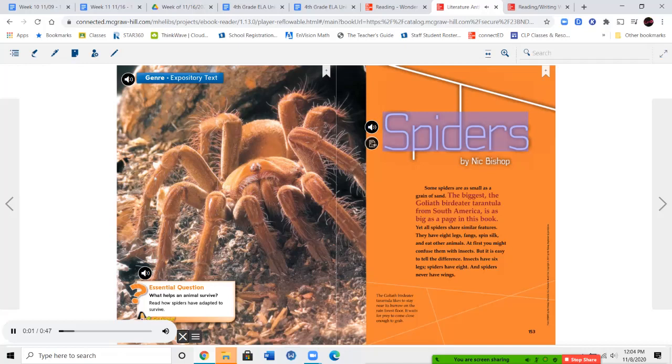Spiders by Nick Bishop. Some spiders are as small as a grain of sand. The biggest, the Goliath bird-eater tarantula from South America, is as big as a page in this book. Yet all spiders share similar features. They have 8 legs, fangs, spin silk, and eat other animals. At first, you might confuse them with insects, but it is easy to tell the difference. Insects have 6 legs, spiders have 8, and spiders never have wings. The Goliath bird-eater tarantula likes to stay near its burrow on the rainforest floor. It waits for prey to come close enough to grab.